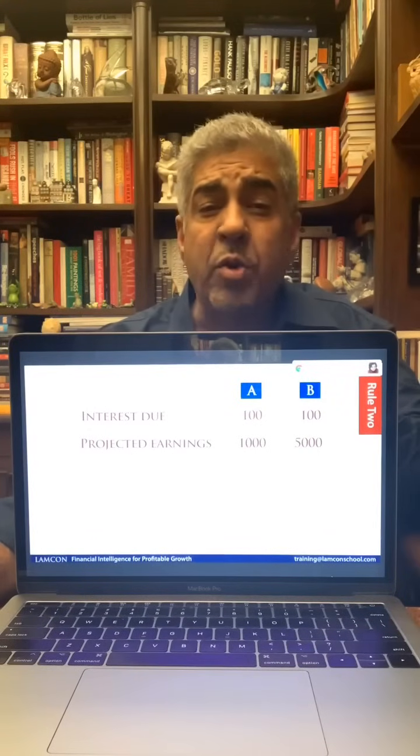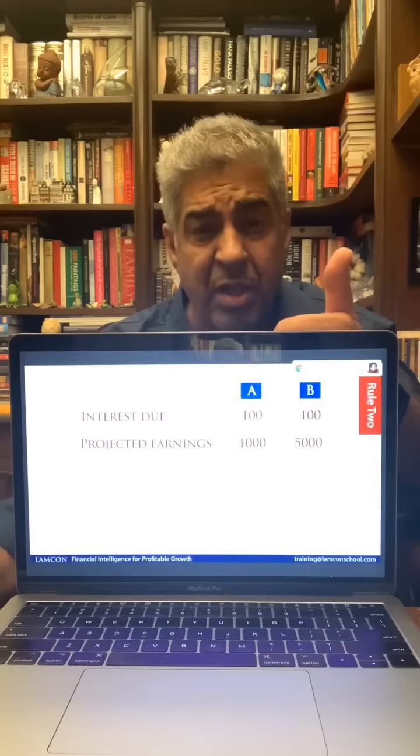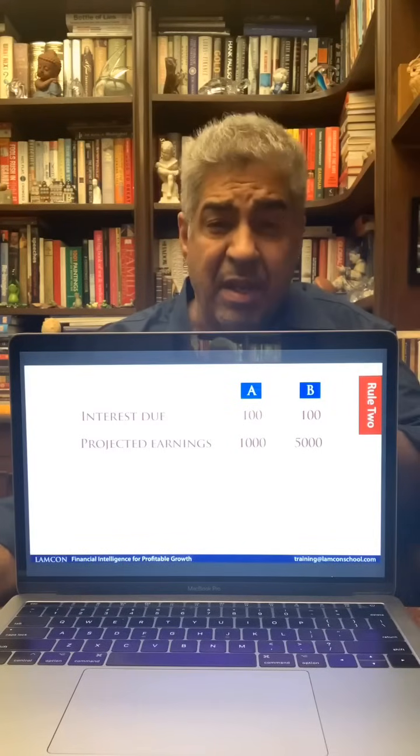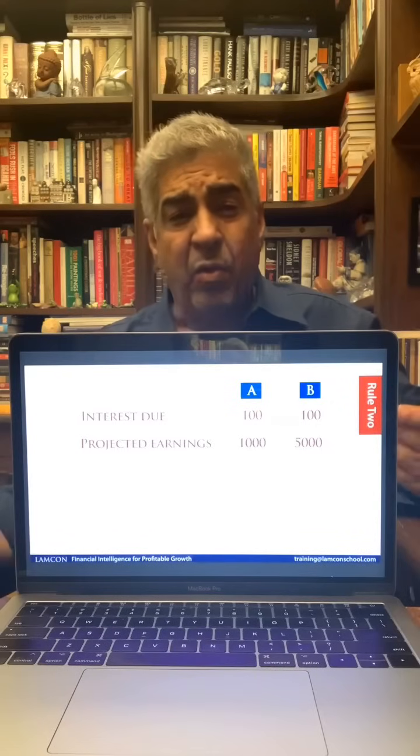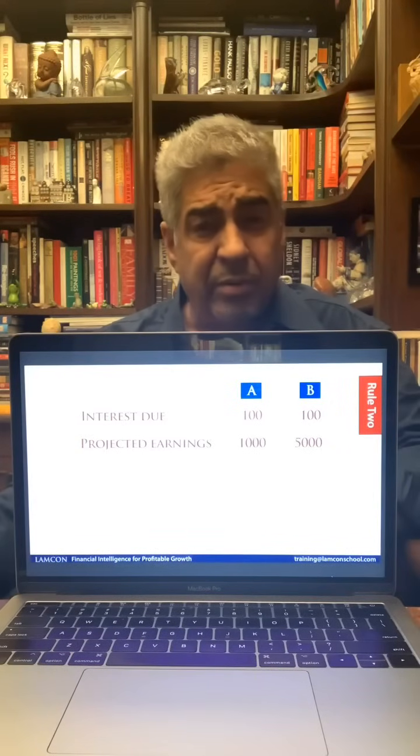How much do they owe you as a banker? 100 crores each. How much can A earn? 1,000. How much can B earn? 5,000. If you happen to be the banker, will you be more impressed by B or no?